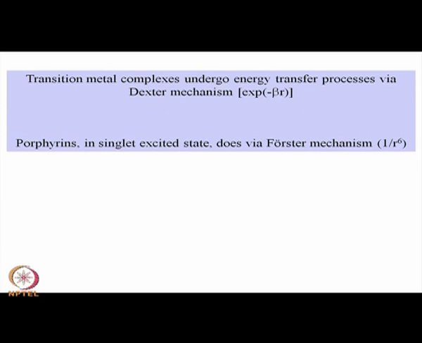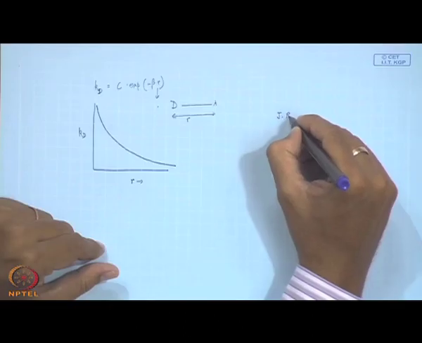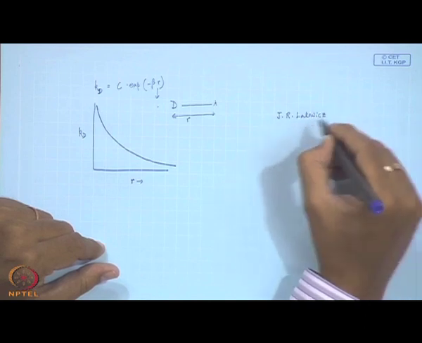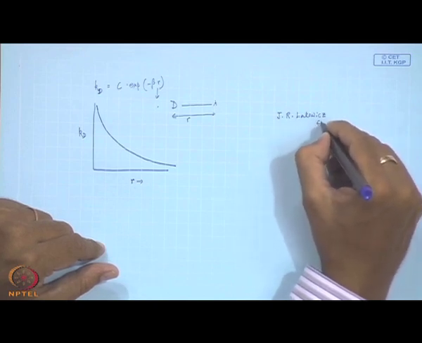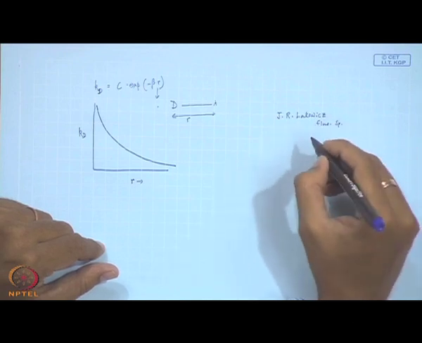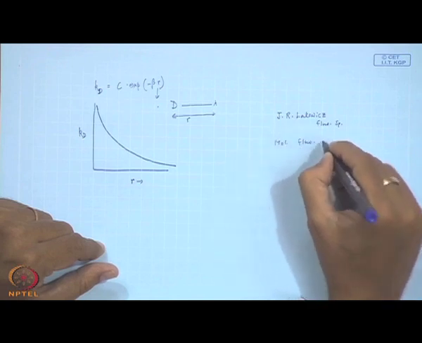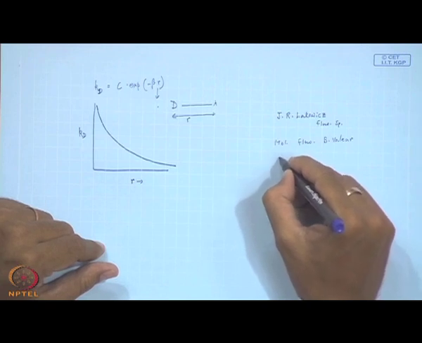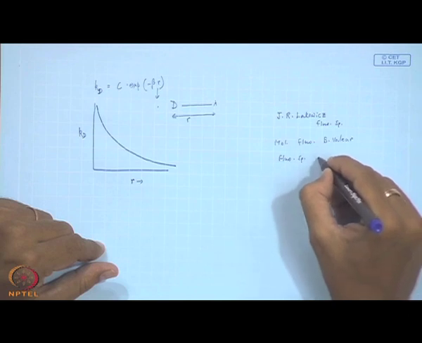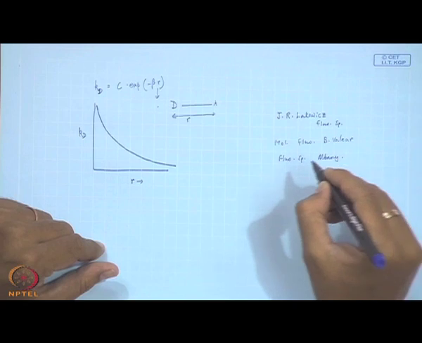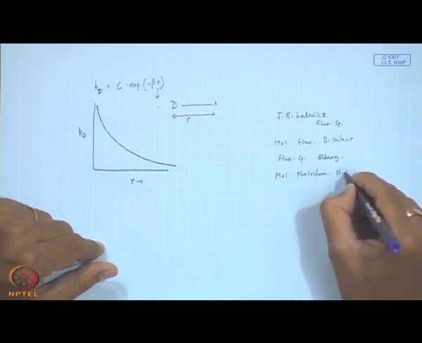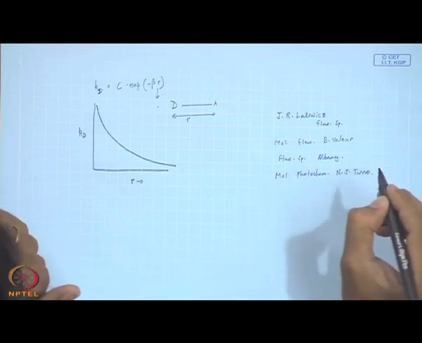For these chapters and topics that I am talking about, you may consult J.R. Lakowicz's text, Fundamentals of Fluorescence Spectroscopy, then Molecular Fluorescence by Bernard Valeur, then another fluorescence book, I think it is also Fluorescence Spectroscopy, by Albani, then Molecular Photochemistry by Nicholas J. Turro. It is a very famous text. So, these are the books.